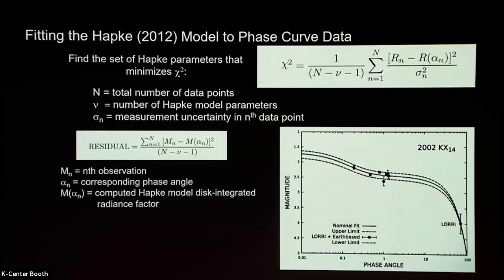An example here is shown for the KBO 2002 KX14, which some of you may recognize. It's a typical classical KBO, which occupies a space just inside the cold classical belt. We have Earth-based observations, those are the ones at the lower phase angles, but then with LORRI, we just have the one point at about 70 degrees. So that's a challenging phase curve to fit, with a handful of Earth-based observations at phase angles no larger than a degree and a half or so, and then one more point at 70 degrees. So what do you do with that?